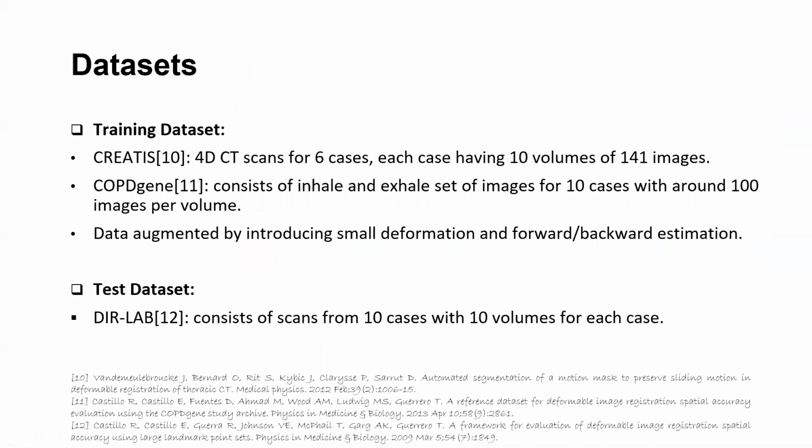The training set consists of CREATIS datasets and the COPDGene datasets, used during the training phase. The dataset was augmented with small deformations and forward and backward estimation, which duplicates the data volume. The test set that we use consists of the DIR-Lab dataset, which is basically common in this field as a benchmark for the evaluation.